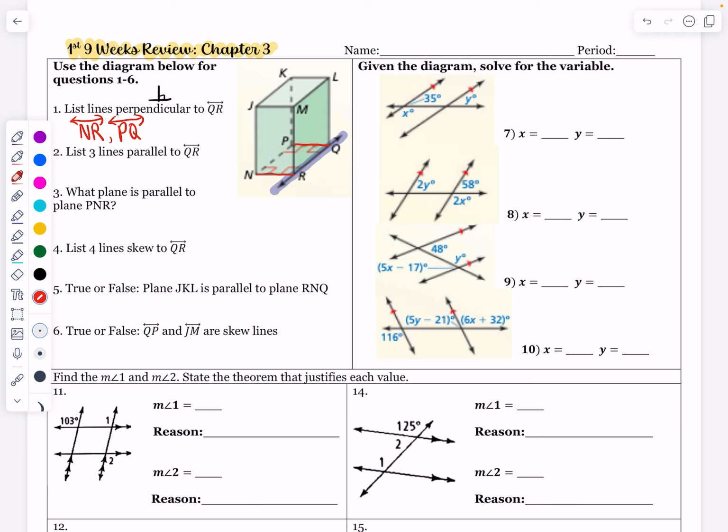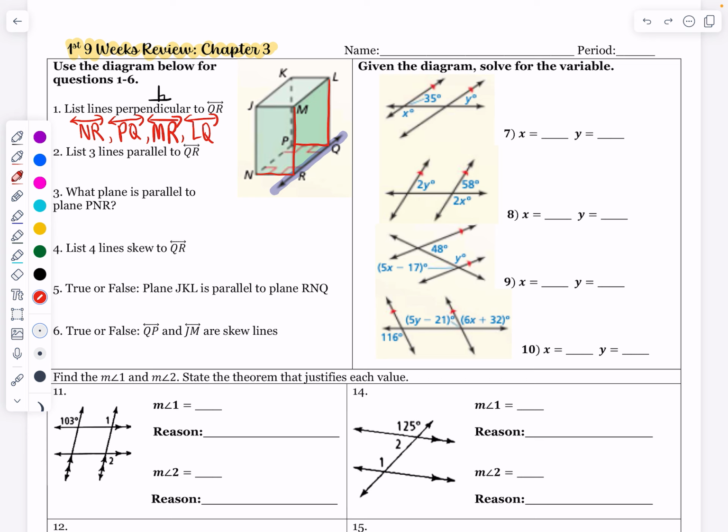And then we know that this is going to be a box. So I've got this one right here, M to R. And then also L to Q. So we're assuming that this is a box. It makes these right angles. It's standing up straight and tall. And so these are going to be the lines that are perpendicular to QR.